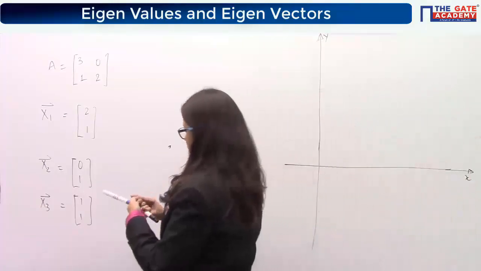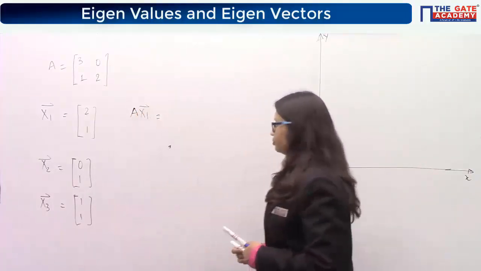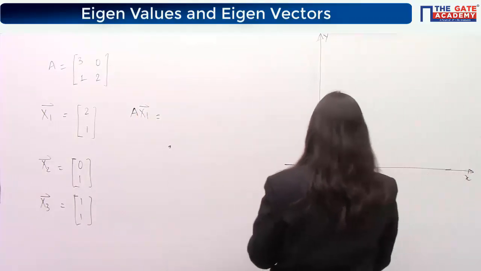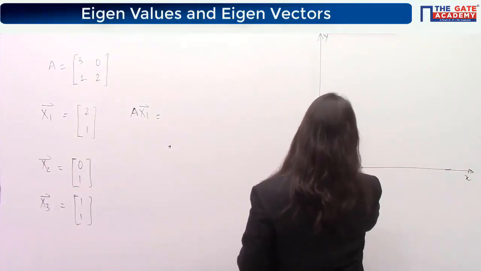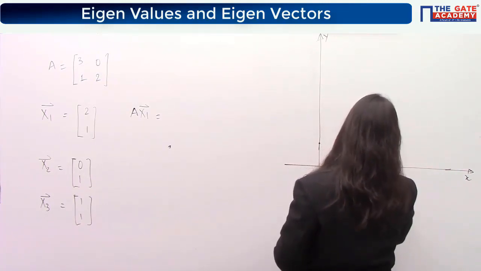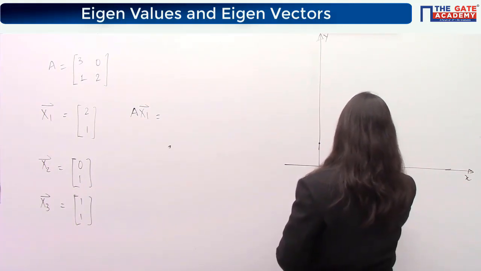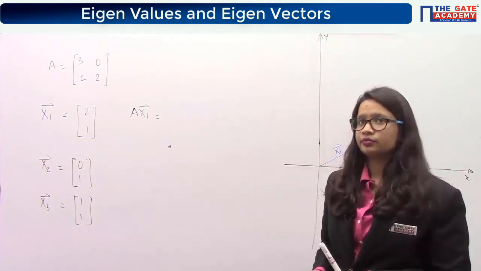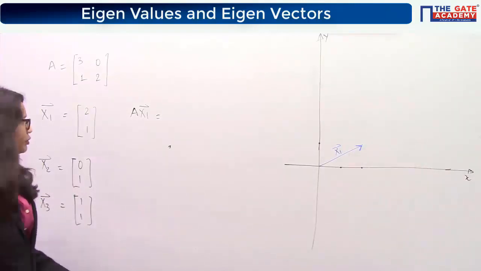Up to that time, just give me, if you multiply A with x1, then what will you get? Multiply A with x1 and give me what will be the result. What is the result on multiplying A with x1? Yes, be fast. Average 6, 4, very easy.